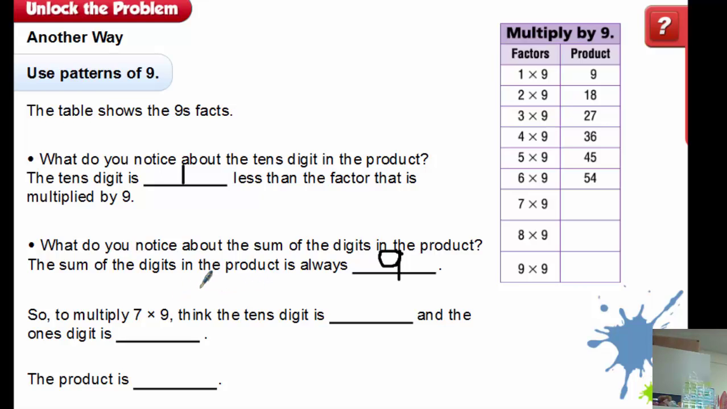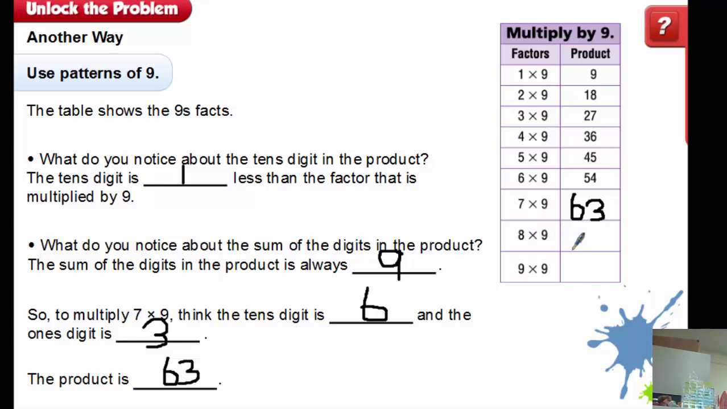So, to multiply 7 times 9, we can think that the tens digit is 1 less than the factor that's multiplied by 9. So 7 is the factor. 1 less would be 6. And so I'll put the 6 over here in the tens place. If it keeps with the same pattern, the ones digit should add together with the 6 to make 9. What number added to 6 makes 9? That's right, 3. So the product of 7 times 9 equals 63.